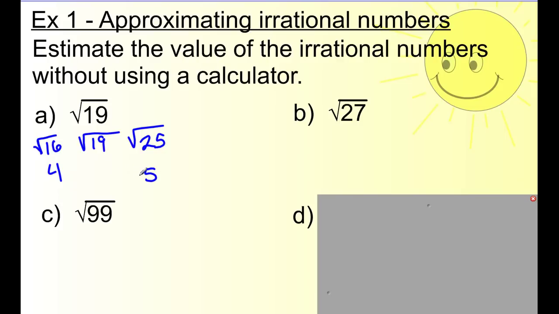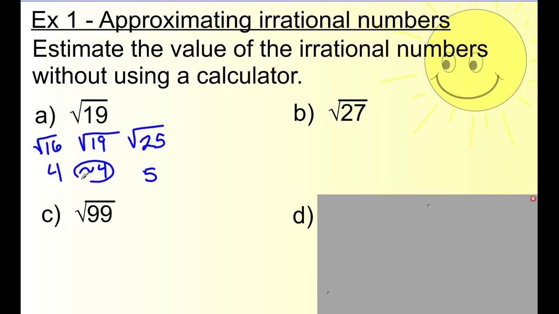So all you really have to do is ask yourself, well, is it closer to 4? Is it closer to 5? Or is it almost smack dab in the middle? Well, this is 3 numbers away. This is 6 numbers away. So I would say this 19 is closer to 4. So I'm going to say this is about 4.